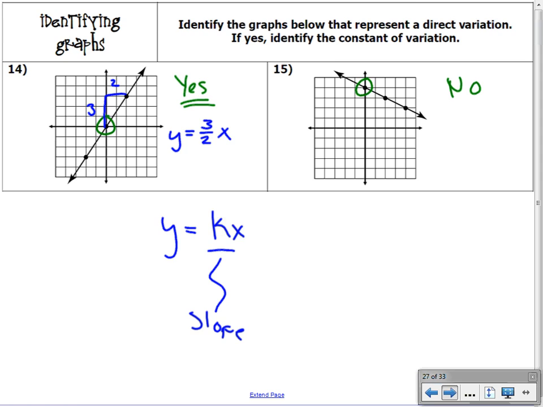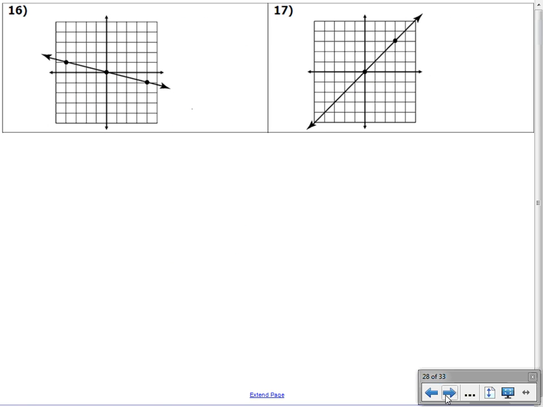So let's look at a few more here. So number 16. We have a y-intercept of 0, so we know it's a direct variation, and to write the equation I need to find the slope. So in this case I have to go down 1, right 4, so my slope is negative 1/4, meaning my equation is y equals negative 1/4 x.